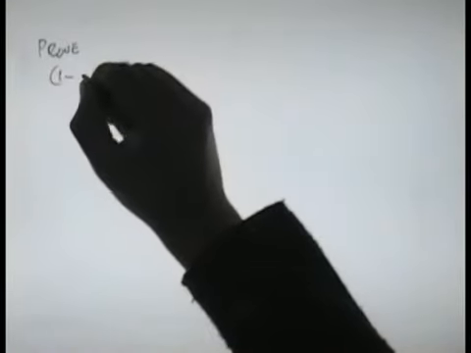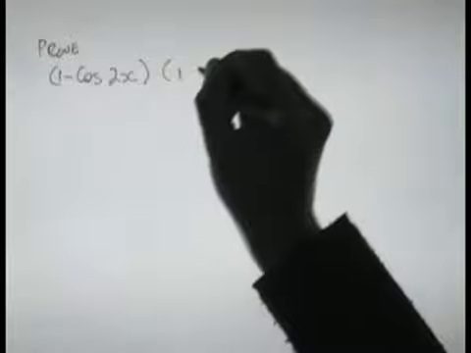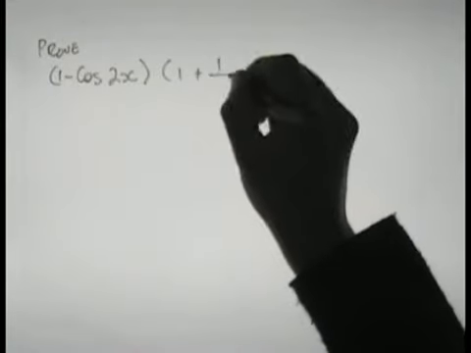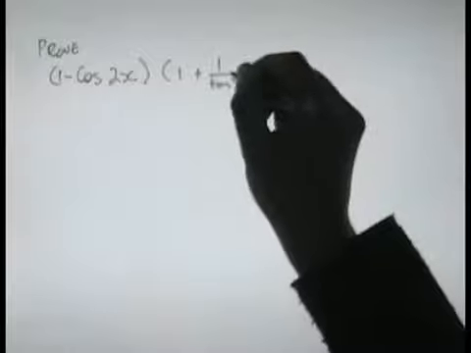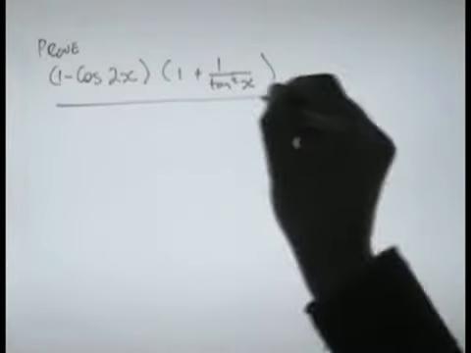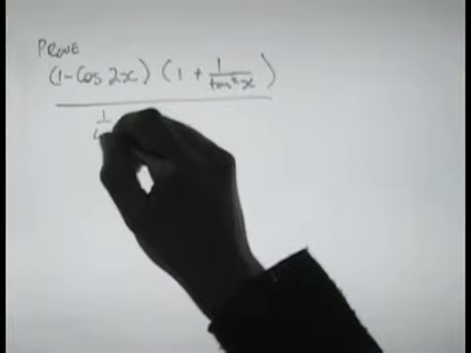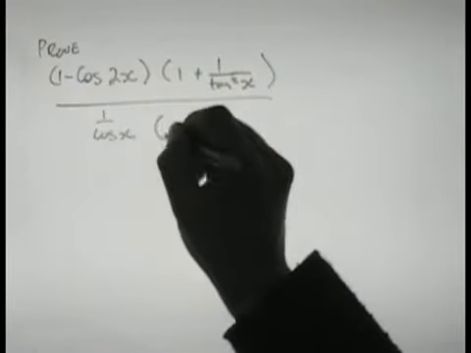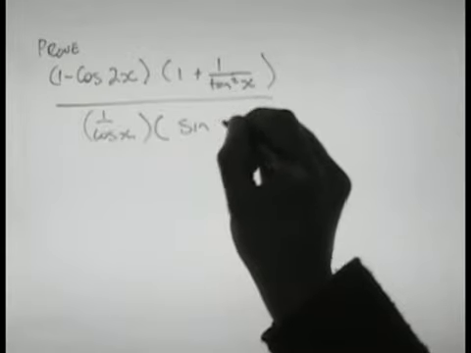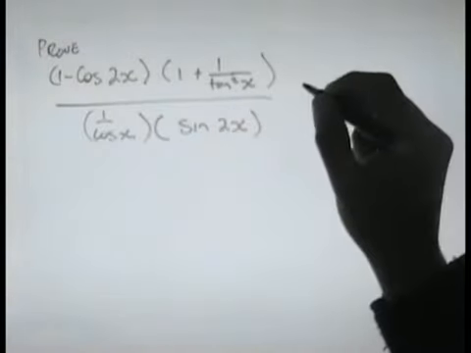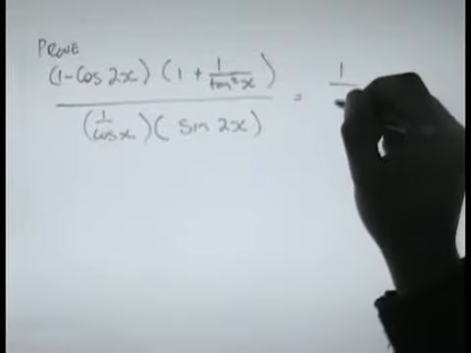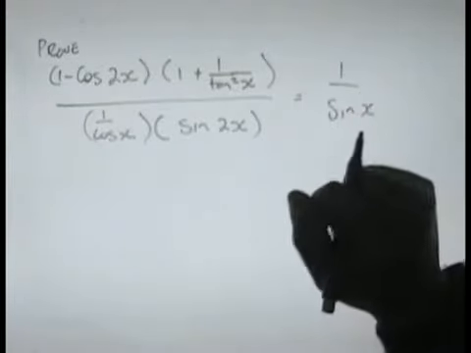The example I'm going to use says prove the following identity, and the identity reads 1 minus cos 2x, multiplied by 1 plus 1 over tan squared x, divided by 1 over cos x, multiplied by sine of 2x. And I need to prove that that is equal to 1 over sine x.